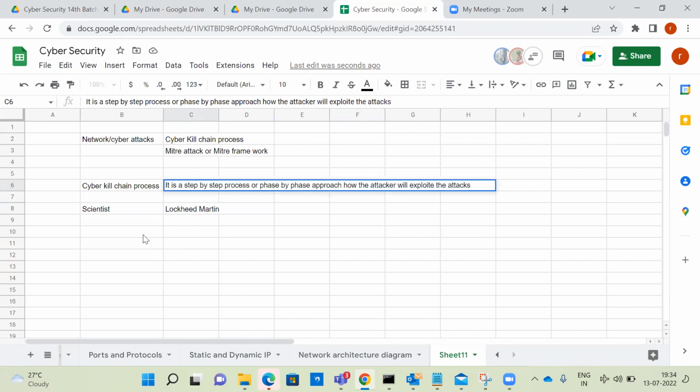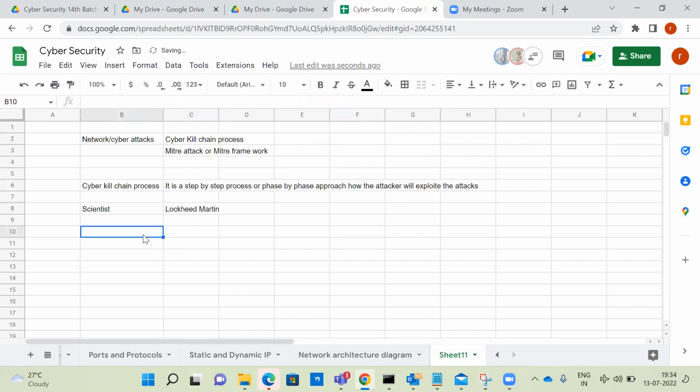Coming to here, there are six to seven phases. We'll explain those phases. First one is phase 1.